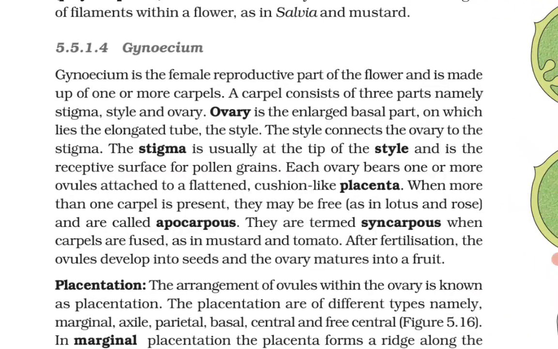Gynoecium is the female reproductive part of the flower and is made up of one or more carpels. A carpel consists of 3 parts, namely stigma, style, ovary. Ovary is the enlarged basal part on which lies the elongated tube, the style. The style connects the ovary to the stigma. The stigma is usually at the tip of the style and is the receptive surface for pollen grains.